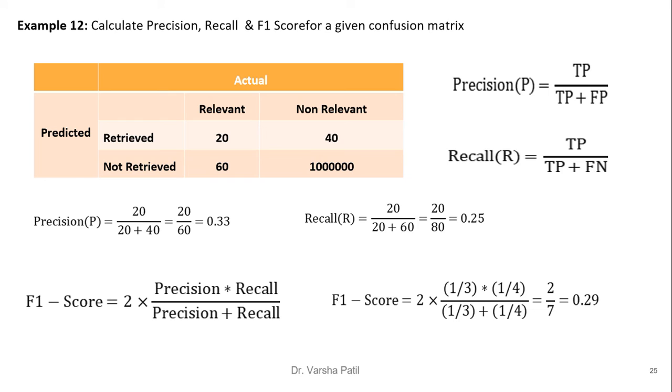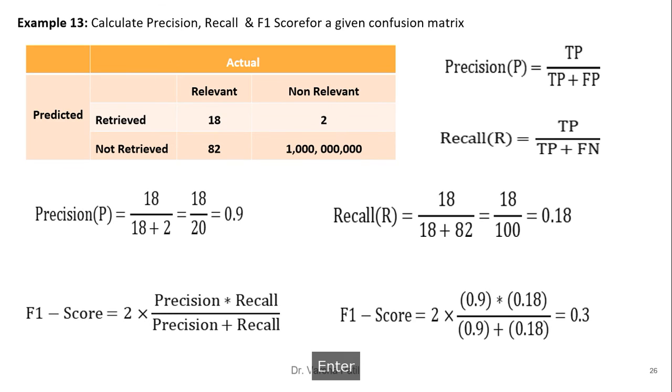Calculate precision, recall and F1 score for a given confusion matrix. As we know how to calculate precision and recall, we only require to put the values into the harmonic mean of the F1 score, and by that we can calculate the F score also. So this is the simplest example. No need to explain, the values are just given in the confusion matrix, and we just require to remember the formula for precision, recall and F1 score.